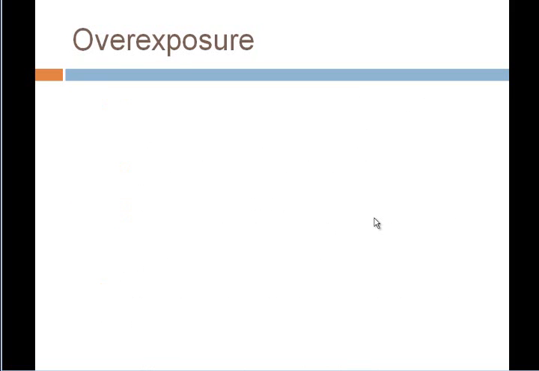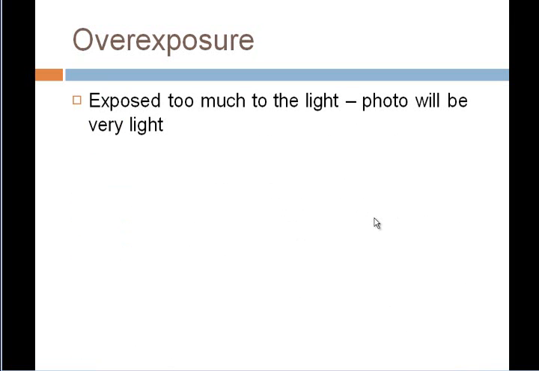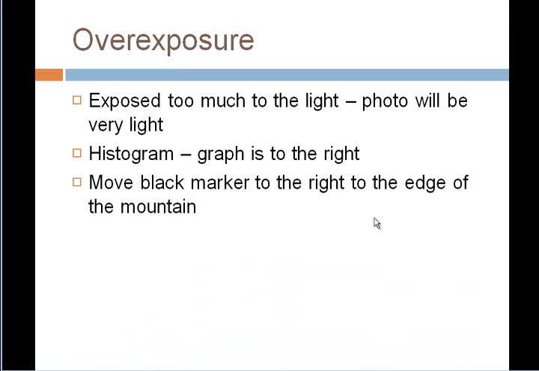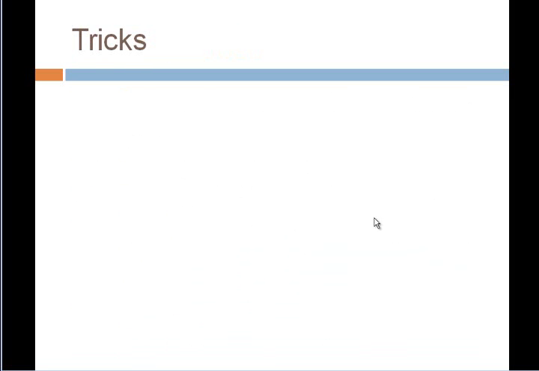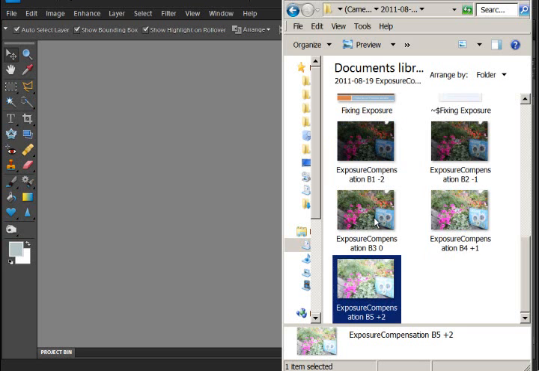So now we're going to look at the overexposed photos that we took. Overexposed photos are exposed too much to the light. Photos will be very light. The histogram, the graph, is to the right. You move the black marker to the right edge of the mountain to fix it. Oh, that will be the next one. I went too far. So let's go in here and get this overexposed photo and we'll take a look at it.